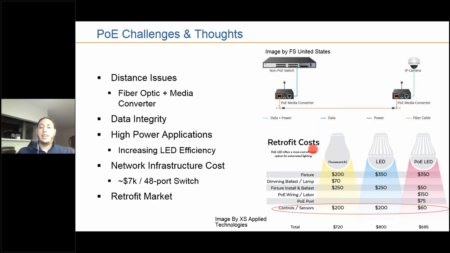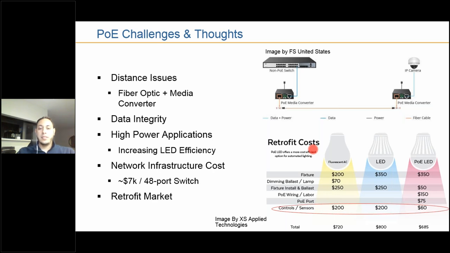Ultimately, high power applications, like warehouse industrial spaces or gymnasiums, may not yet be good applications of PoE lighting at this point. The current IEEE limitations we've seen can have your 960 milliamps and 100 watts at the port itself. So high powered applications like warehouse or industrial may not necessarily be the best application for PoE lighting. However, stay tuned, as the LED fixture becomes more efficient or the PoE standard has more power availability, that barrier will be broken sooner rather than later.